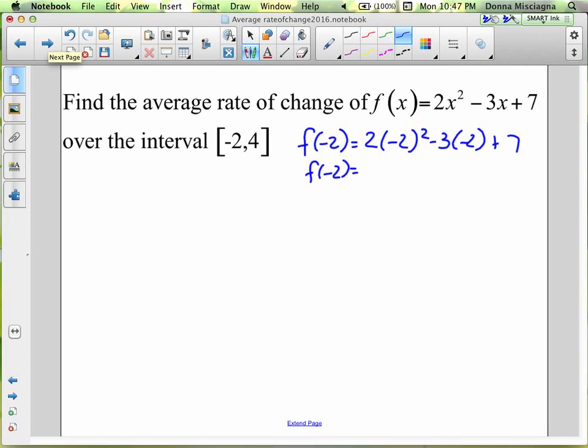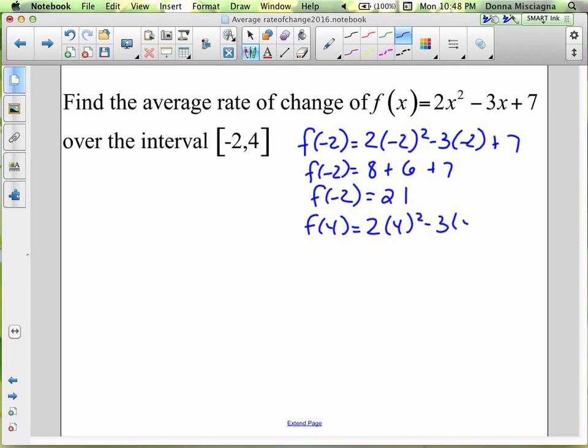So -2 squared is 4, and 4 times 2 is 8. And that's going to be minus a negative, so that's going to be plus 6 plus 7. So that's 14 plus 7, that'd be 21. And then f of 4 would be 2 times 4 squared minus 3 times 4 plus 7. So 4 squared is 16 times 2 is 32 minus 12 plus 7. That's 20 plus 7, that's going to be 27.